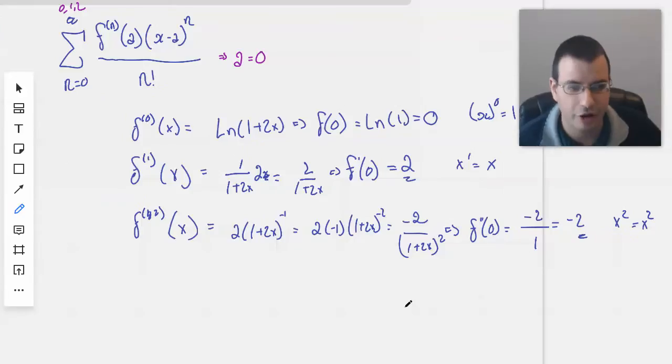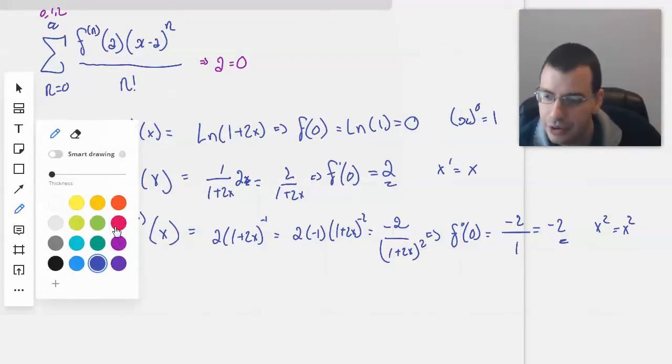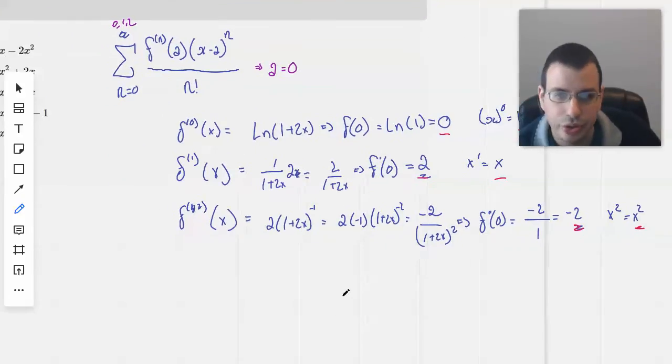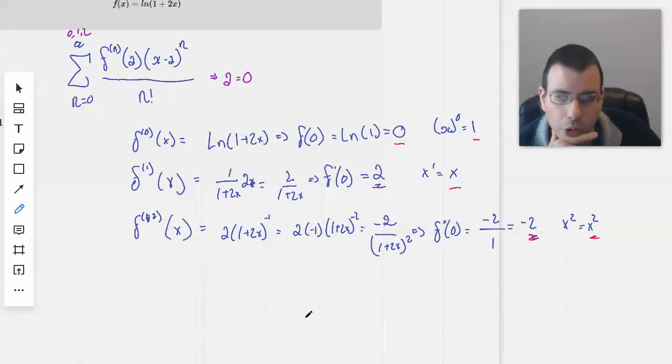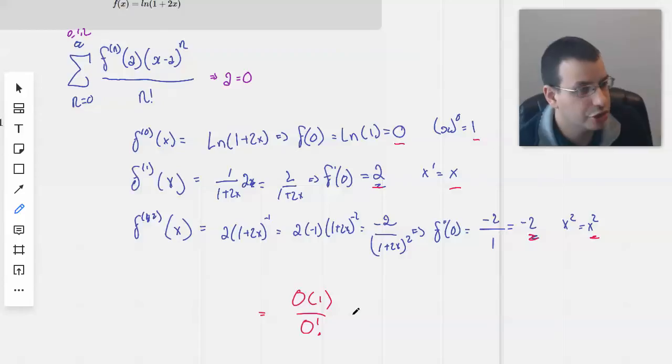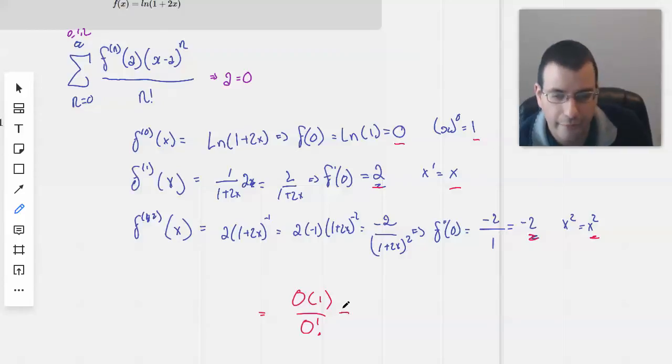Okay, so now we should have all the data points that we need. We're going to want to know this, that, and this. So write out the first term, which will be the 0th derivative f of x, which we know is going to be 0. 0 times 1 over 0 factorial. 0 factorial is 1. The 0 times the 1 is going to be 0. So that's going to go away.